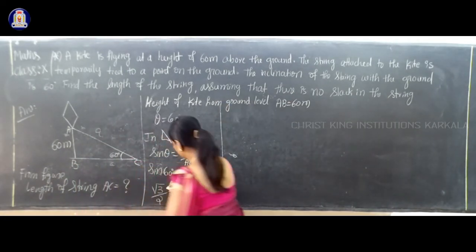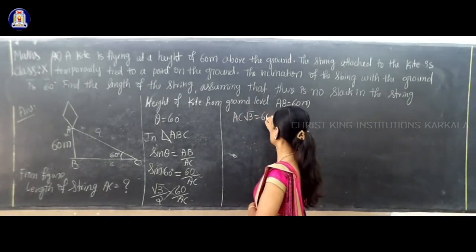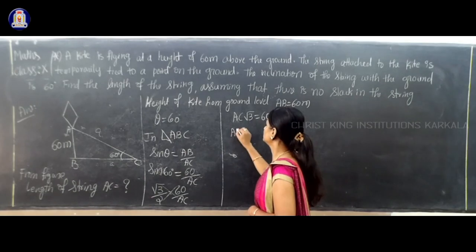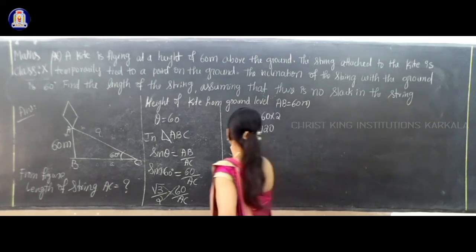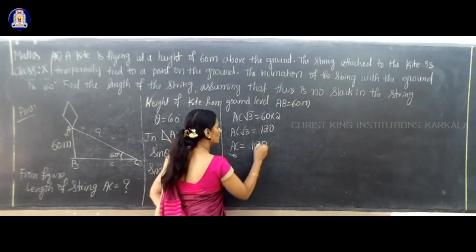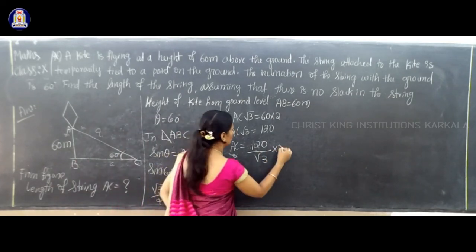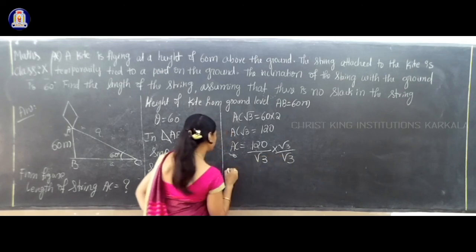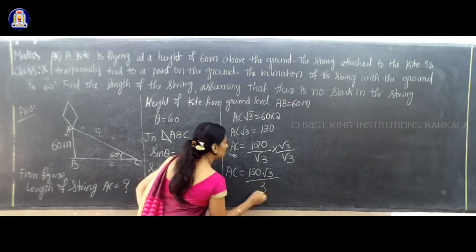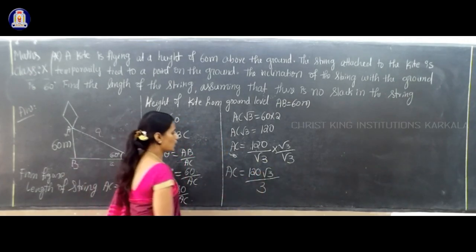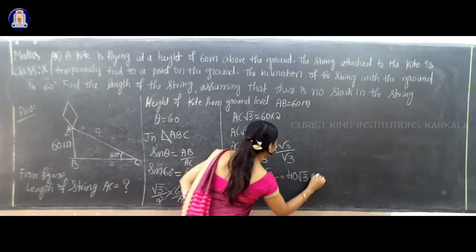Now cross multiply. AC into root 3 is equal to 60 into 2. So AC root 3 is equal to 120. Therefore AC is equal to 120 divided by root 3. Rationalize by multiplying by root 3 divided by root 3. So AC is equal to 120 root 3 divided by 3. Root 3 into root 3 is 3. So 3 times 40 is 120, so it is 40 root 3 meters.